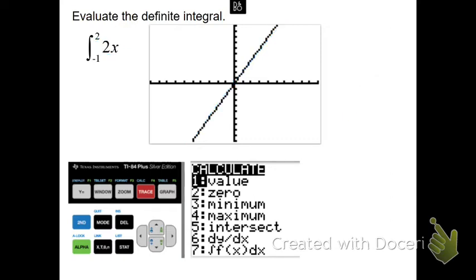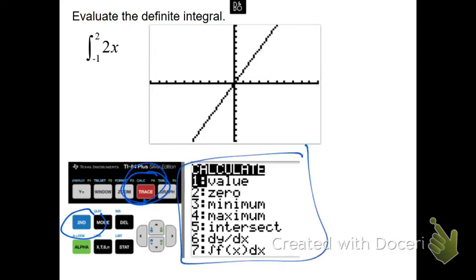Next, I'm going to do the integral of that. So right here above trace where it says calc, we're going to hit second and calc. And then this will pop up. We're trying to integrate, so we're going to hit option 7.